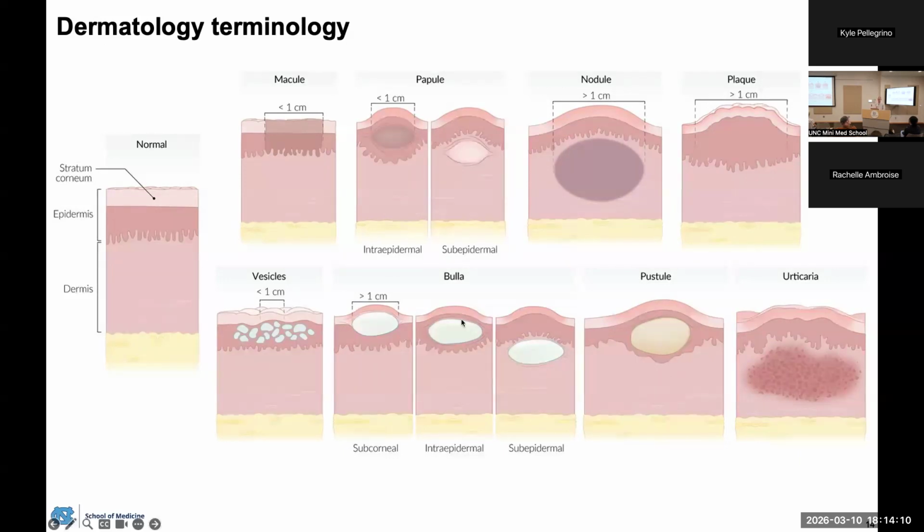There are other examples on the bottom here when we start to think of, is there something inside this bump? Is there pus or is there anything else that could make its way in there? And we have terms for those as well.